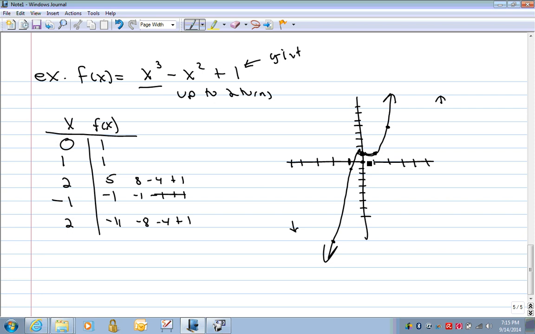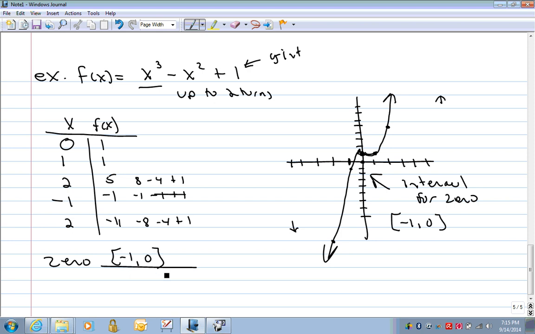And my interval where I have a zero, okay, this is the interval for the zero. For intervals we write them with brackets. The interval is somewhere between negative 1 and 0. So if I was asking for the intervals for my zeros, you could write my interval as negative 1 to 0. Somewhere between there I have a zero.